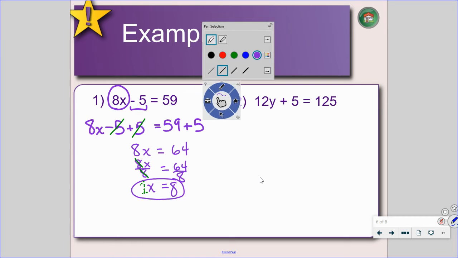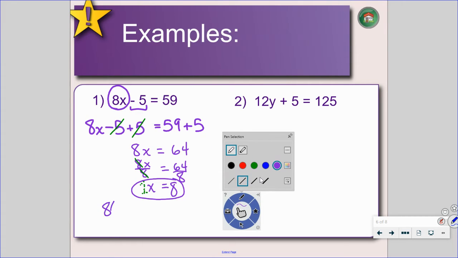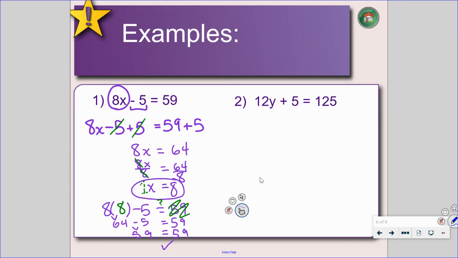Now, if I were to rewrite my equation, 8 times some missing number, take away 5 equals 59. We don't think that's missing anymore, so let's substitute in. Let's cover up the 59 and simplify or compute that expression. 8 eights is 64. 64 minus 5 is 59. And look at that, we end up with a true statement.